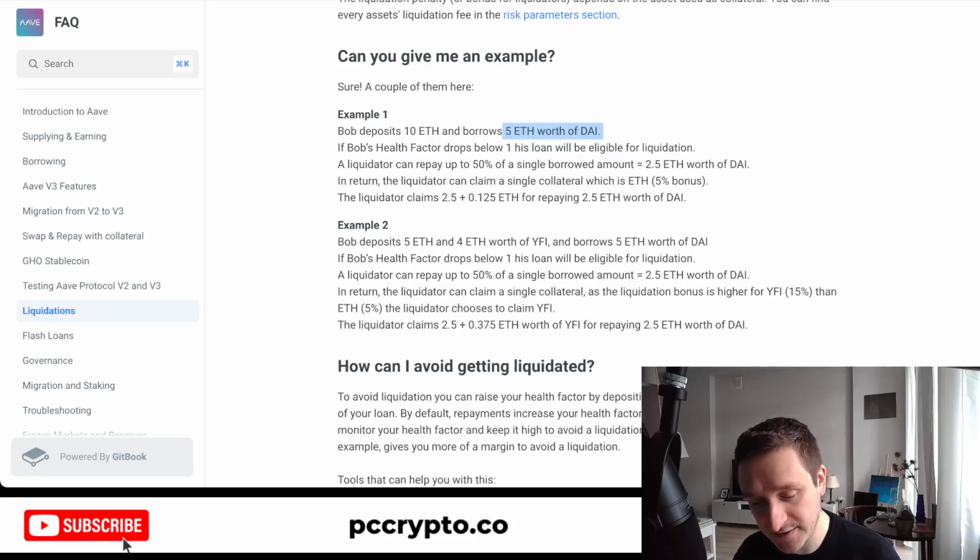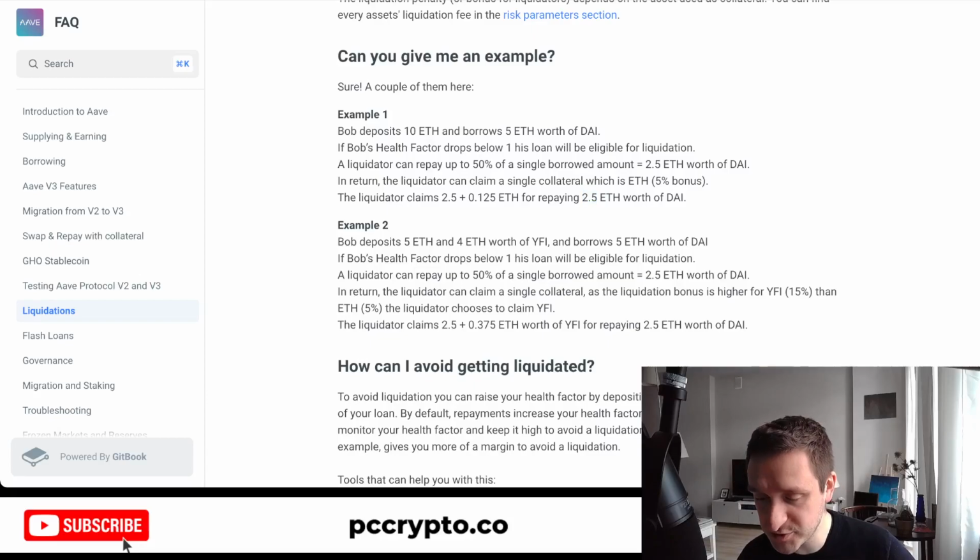And then in return, he gets a single collateral, which is ETH, together with this 5% bonus. So in this case, he can claim 2.5 plus 0.25, this is 5% ETH, for repaying 2.5. So you've got to have 2.5, but you can use a flash loan here. As you will see in an example in a moment, people don't even need to take that amount of money. You basically have to have ETH to cover the gas costs, and you can do everything.